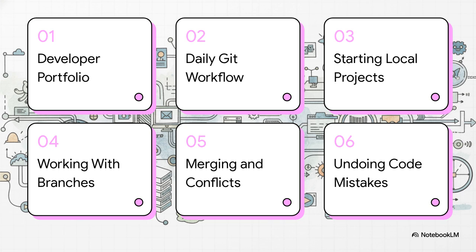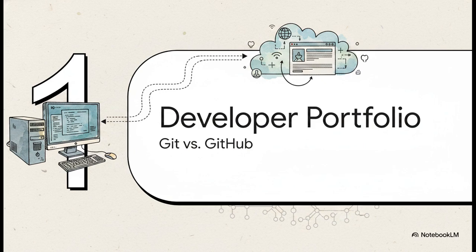First up, your developer portfolio. Then, the daily Git workflow, starting local projects, working with branches, merging and fixing conflicts, and finally, undoing those inevitable code mistakes. All right, kicking things off with Section 1, your developer portfolio, Git versus GitHub.